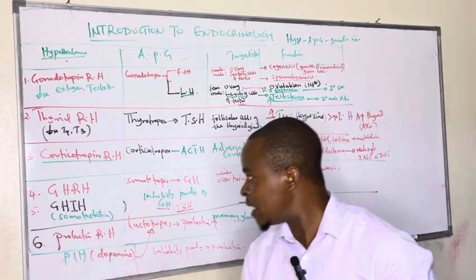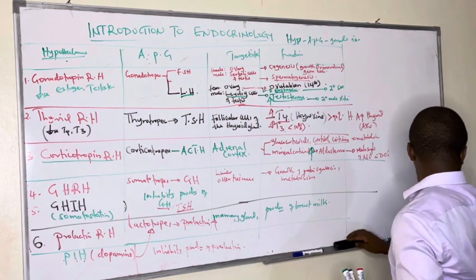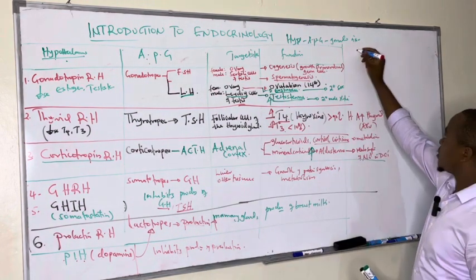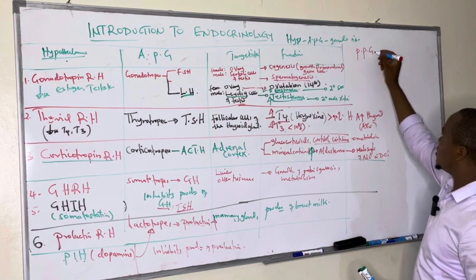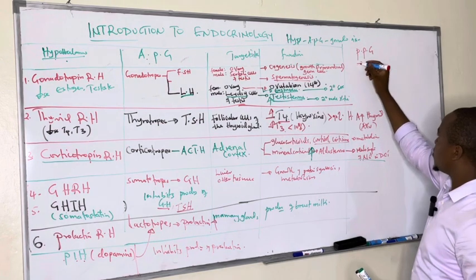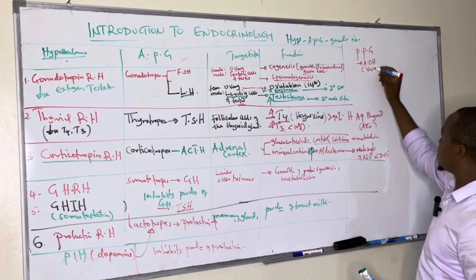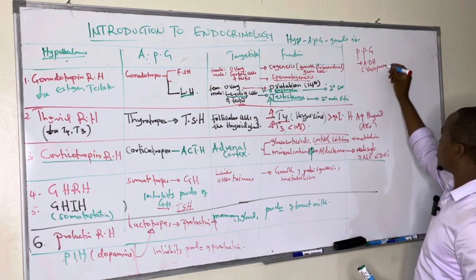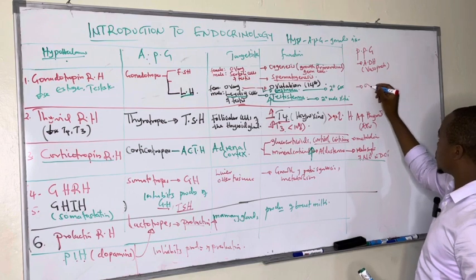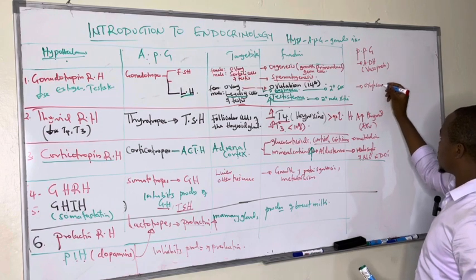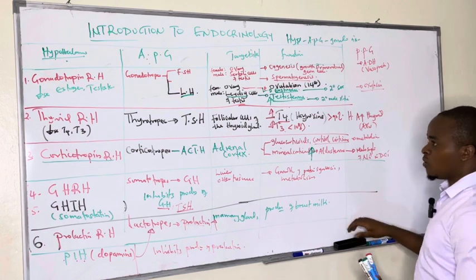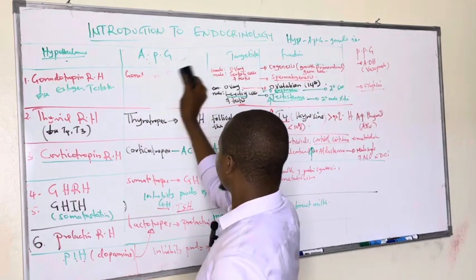And we saw the posterior pituitary gland was producing antidiuretic hormone, what you can call vasopressin, and was also producing oxytocin. So I want to summarize them here.